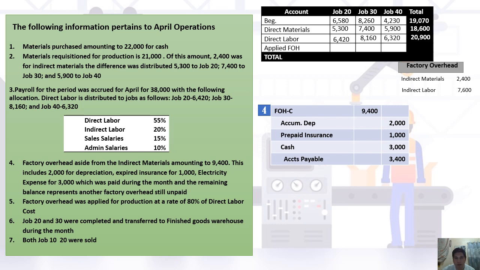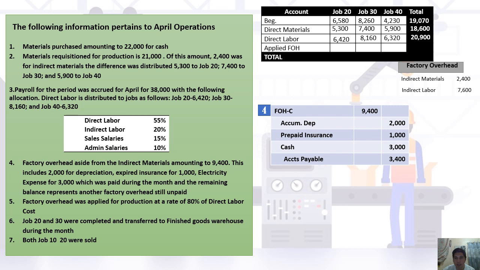However, iba-iba yung pinanggalingan ng ating factory overhead control. May nanggaling sa depreciation expense, kaya magkikredit tayo ng accumulated depreciation, 2,000. May nanggaling sa expired insurance. So, dahil expired insurance, malamang may pinanggalingan niya na asset account, which is prepaid insurance. So, credit lang tayo ng prepaid insurance. Ang amount natin doon ay 1,000 pesos. Then, credit tayo ng cash, 3,000, represents the electricity, which was paid.